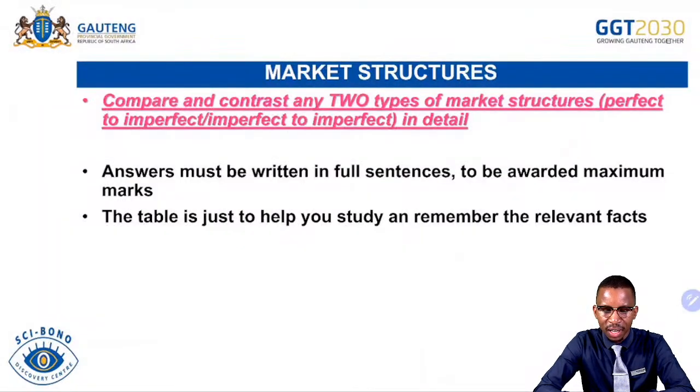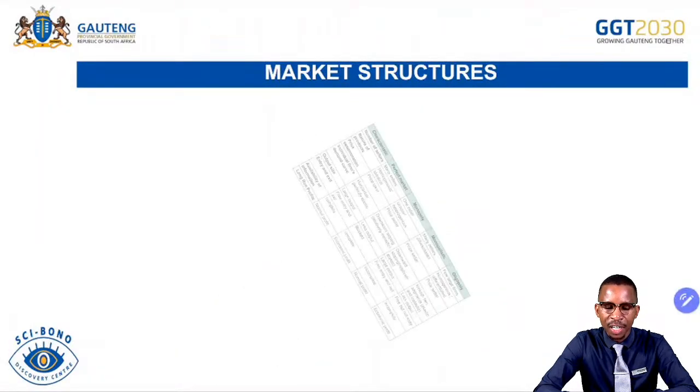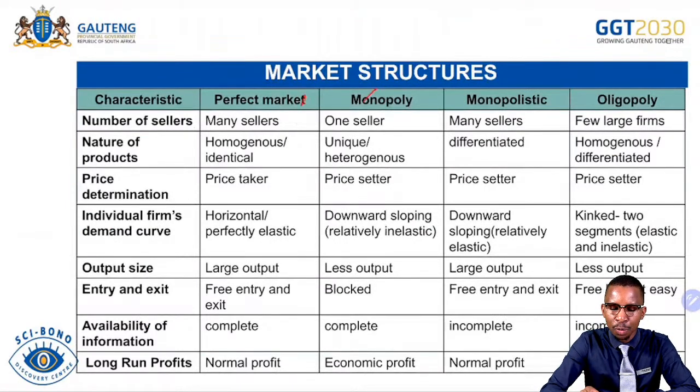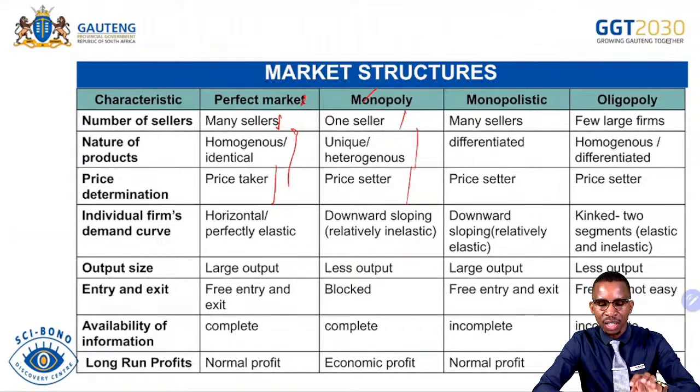So compare and contrast market structures. In this case, the whole market structure is provided as an example in the next structure. It is very important for you to be able to deal with this. If they say compare and contrast maybe perfect market to monopoly, you know under perfect market there are many sellers, under monopoly there's one seller. You must be able to discuss that also. Homogeneous product, heterogeneous product. You must be able to discuss those two things also. Price taker, price setter. So if you are given a chance to compare and contrast market structures, this is the way to go. You simply compare according to the table given to you.